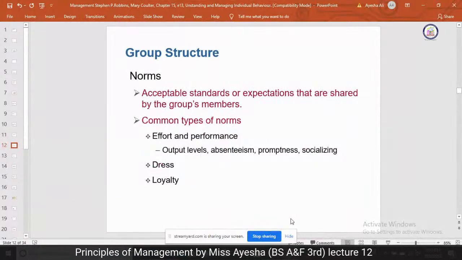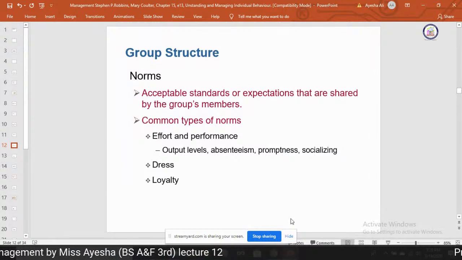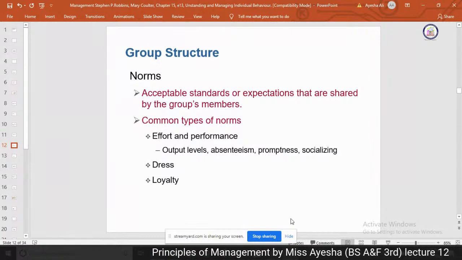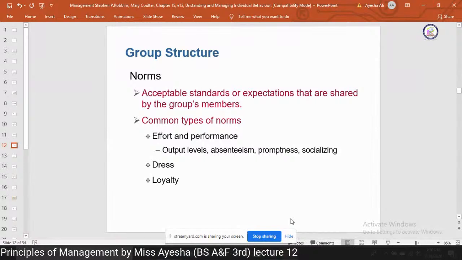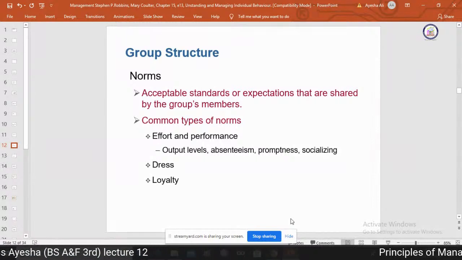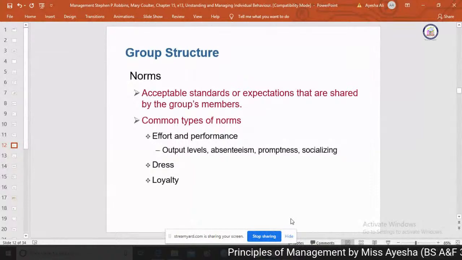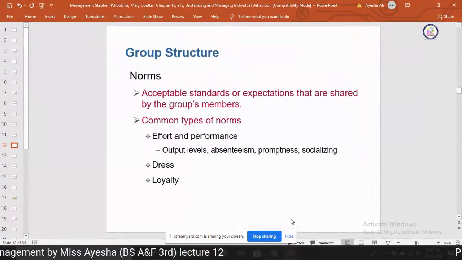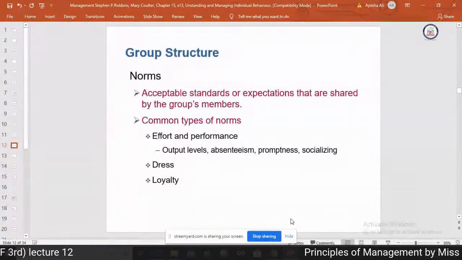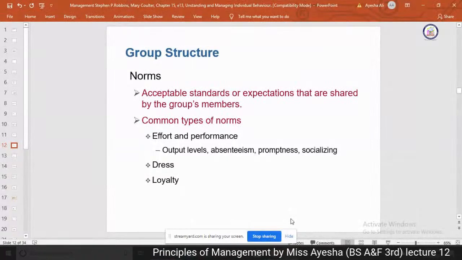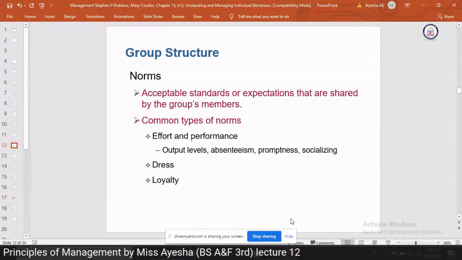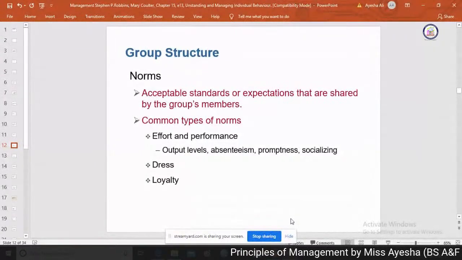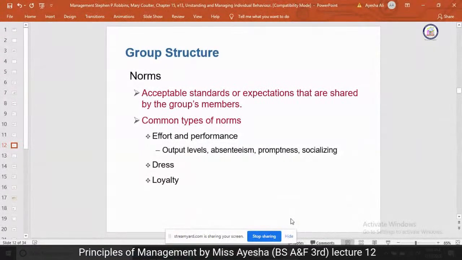Norms are basically acceptable standards and expectations that are shared by the group members, and these are standards made by the group leader, and the other members are accepting and following them. And we have common types of norms: effort and performance. They made some benchmark and some standards of performance and efforts, so output levels. So they are like accepting absenteeism and remoteness and socializing.